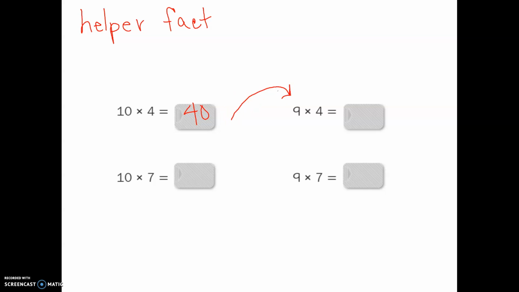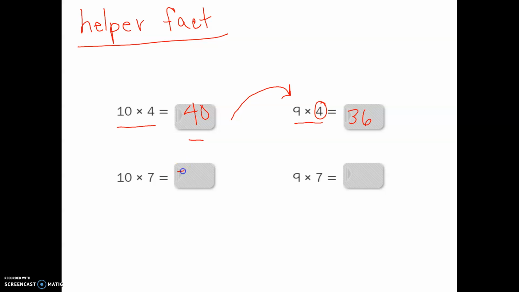So when I see 9 times 4, I know that 9 is less than 10. Here I want 10 rows of 4. This one I only want 9 rows of 4. So if 10 times 4 is 40, I take away 1 four, and I have 36. That's how I can use a helper fact.